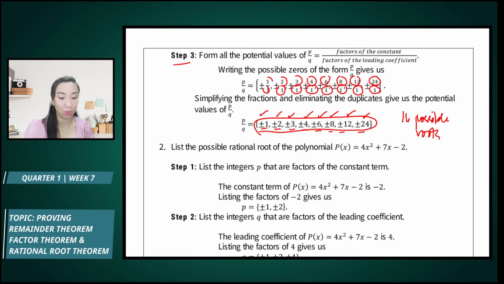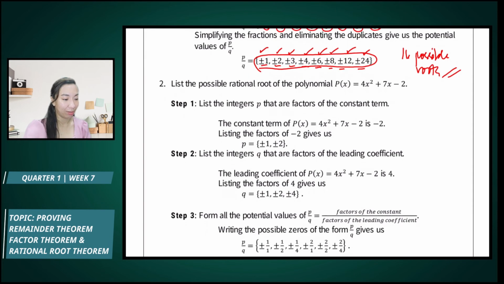Okay? So, how are we going to determine which of those are the roots? We will solve it by using P of a and make sure that it is equal to 0. If it is 0, then we can say that it is a root. If it is not equal to 0, then it is not a root. So, you are going to test all the possible roots.